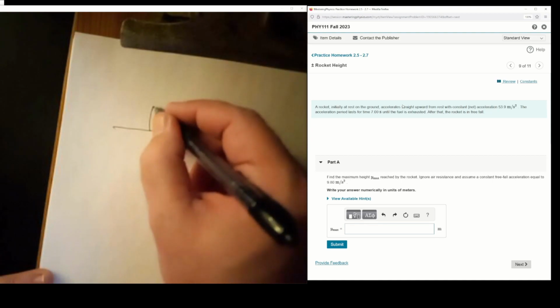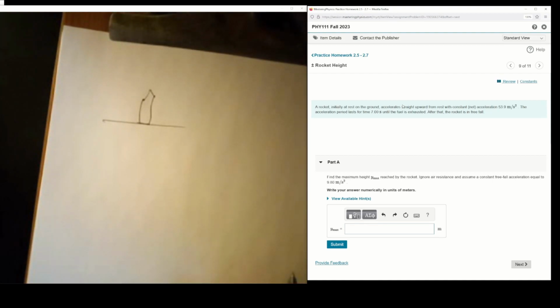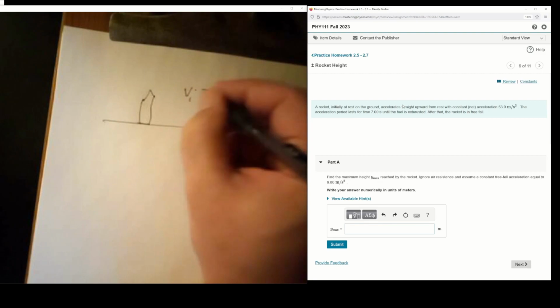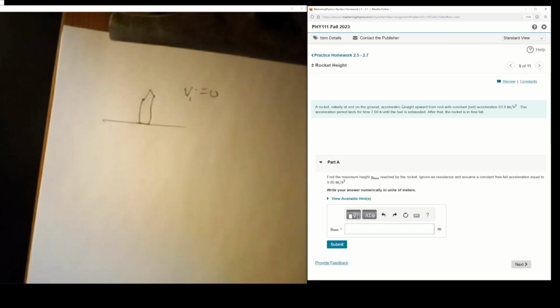All right, looks like back to vertical motion. Not quite sure how that got mixed up, but vertical motion here: a rocket initially at rest on the ground. Initially at rest. So now they're telling us the net acceleration here.